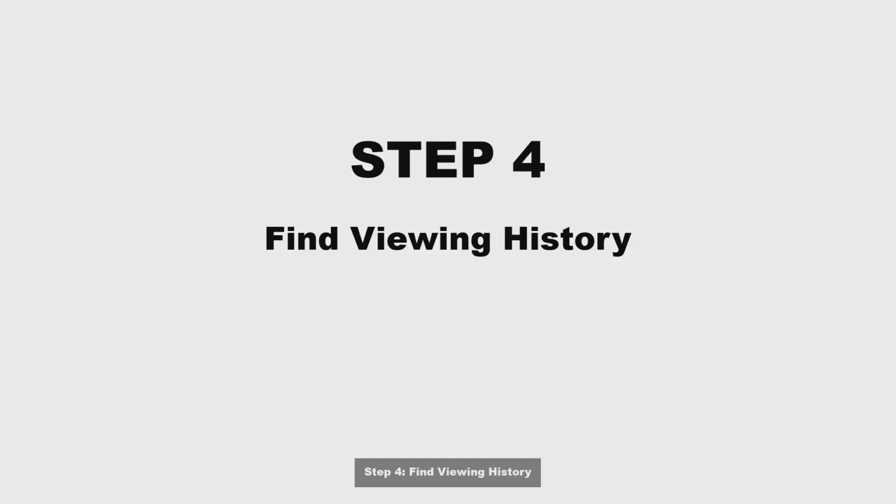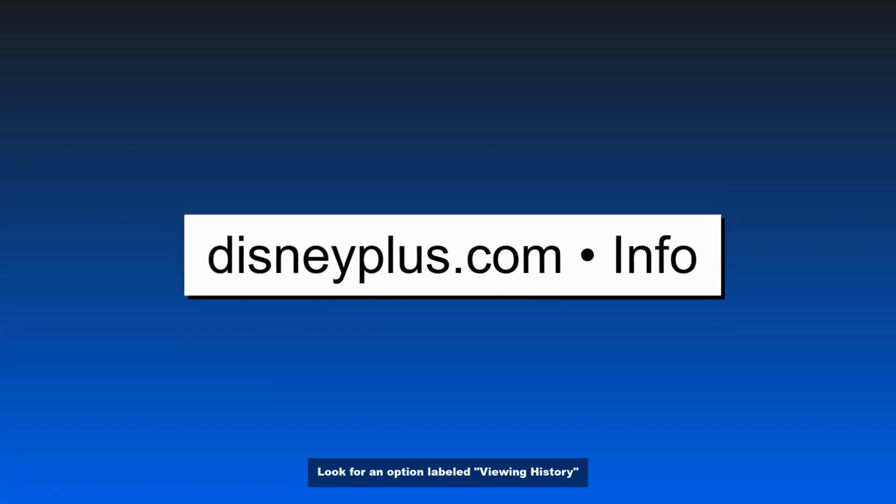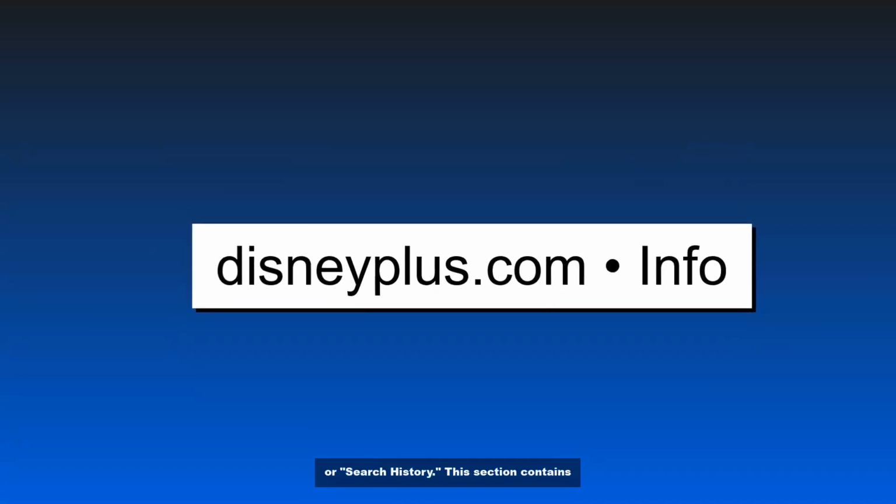Step 4. Find Viewing History. Look for an option labeled Viewing History or Search History. This section contains all the titles you have searched for or watched.